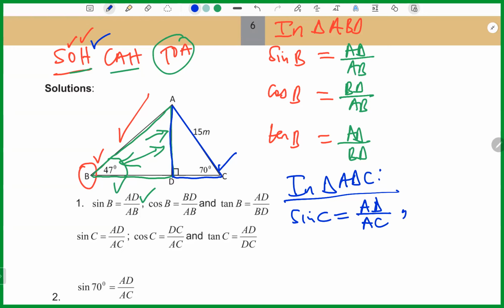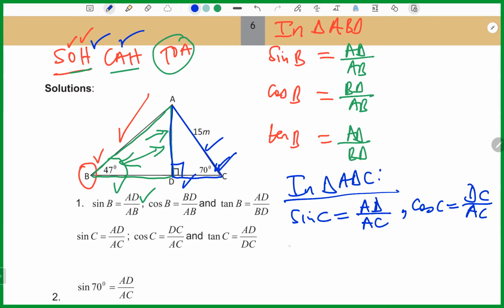But we also have the cosine of the angle C. According to the trigonometric ratios definition, the cosine is adjacent over hypotenuse, and therefore the cosine of C is going to be the adjacent, which is the side DC, over the hypotenuse, which is the longest side, in this case being AC, opposite the 90-degree angle there.